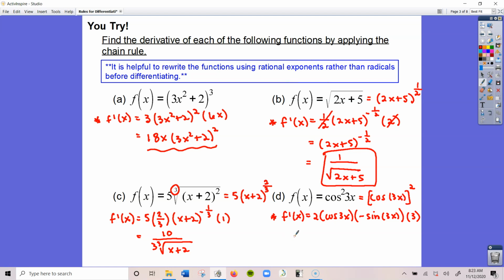Now I can put all of this together, and the only thing that I can really combine is the 2, the negative, and the 3. 2 times negative 1 times 3 is negative 6 cosine 3x sine 3x. And this would be considered my derivative.